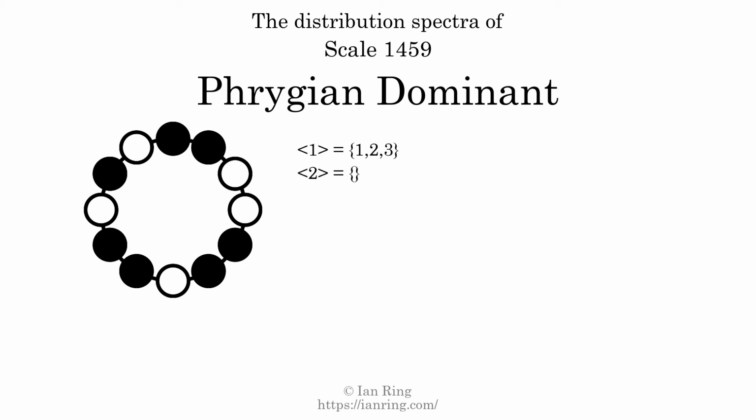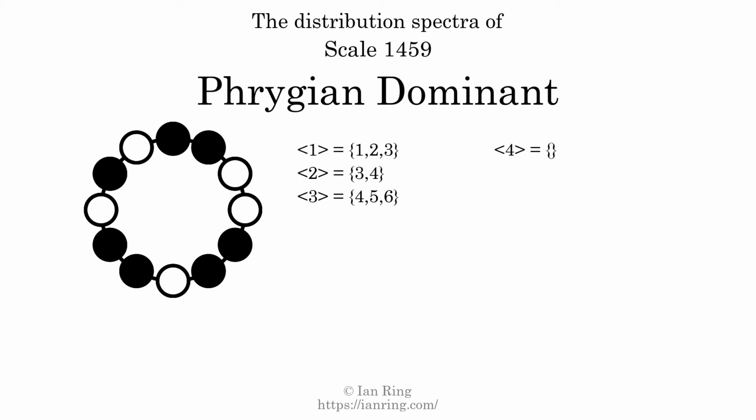The generic interval of 2 scale steps comes in 2 different specific interval sizes. 3 semitones and 4 semitones. The spectrum width of this generic interval is 1. The generic interval of 3 scale steps comes in 3 different specific interval sizes. 4 semitones, 5 semitones, and 6 semitones. The spectrum width of this generic interval is 2.